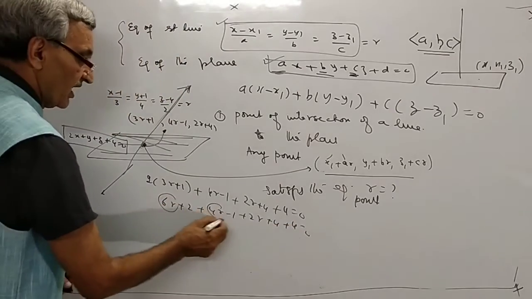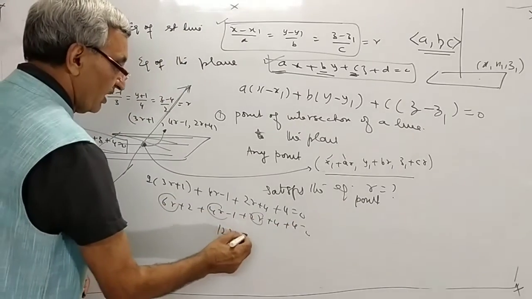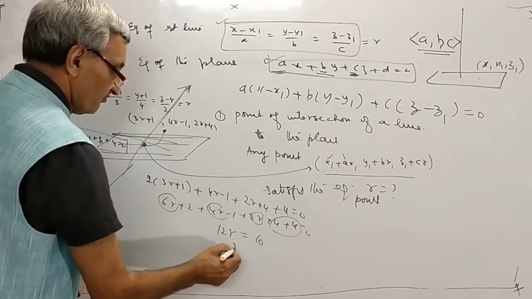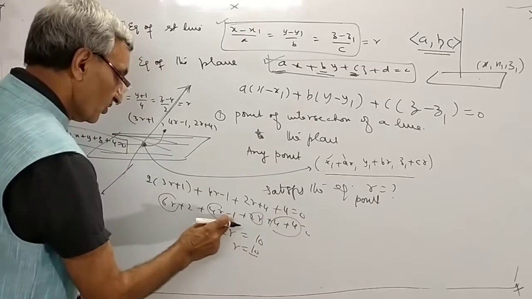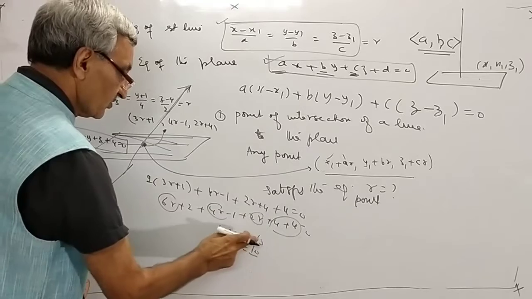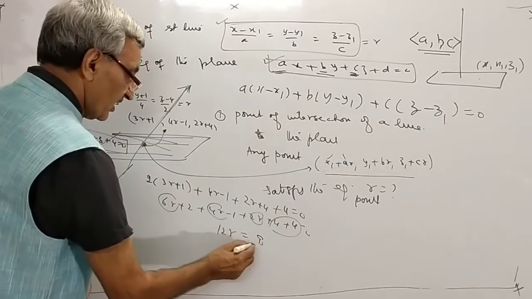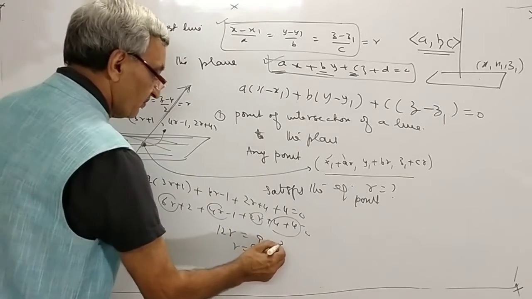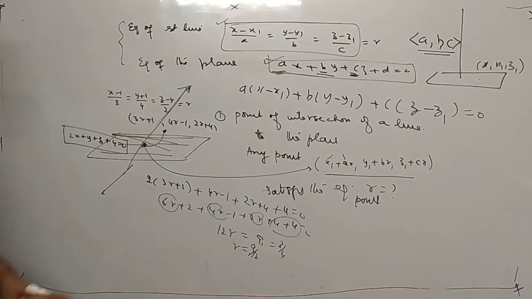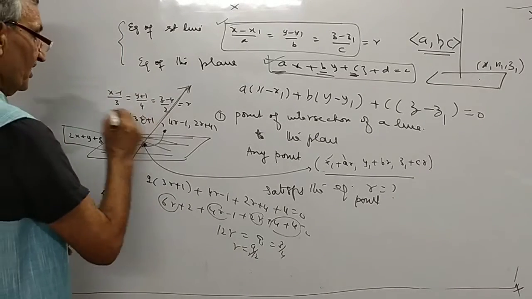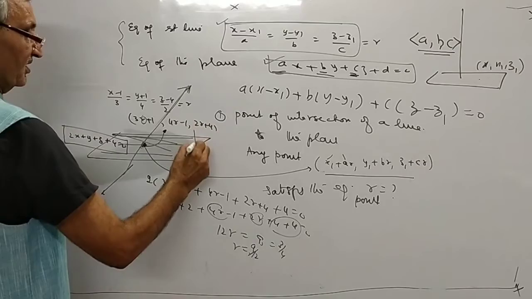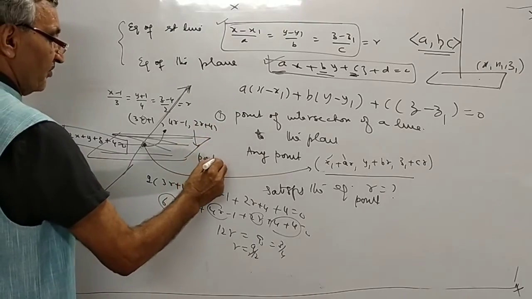So 6, 10, 12r. 12r is equal to... oh, not 10, it is 9. So r is equal to 9 by 12, and this is 3 by 4. Put this 3 by 4 here and get the value. The point is this.